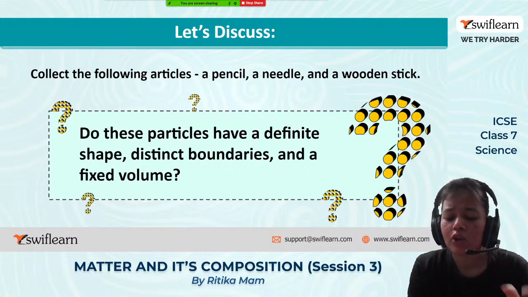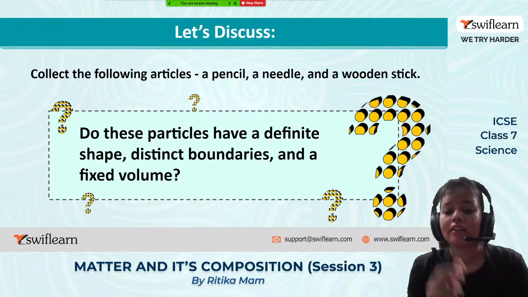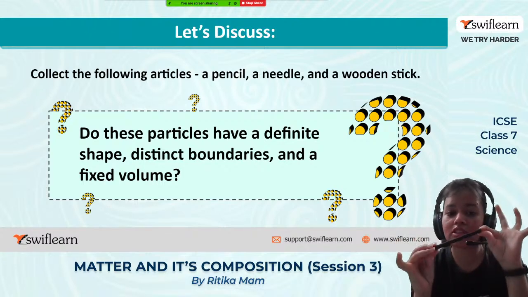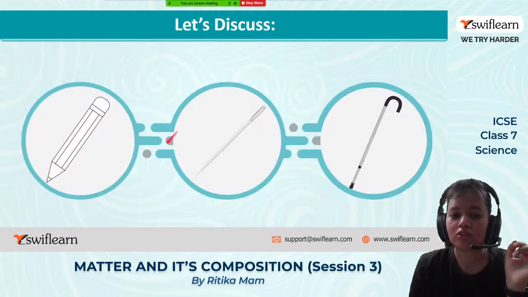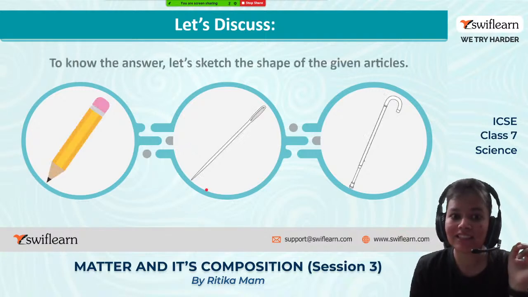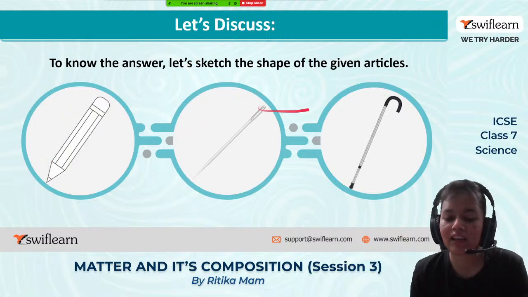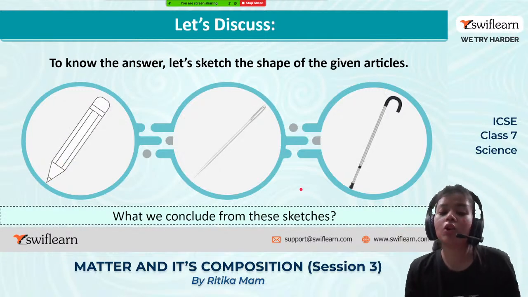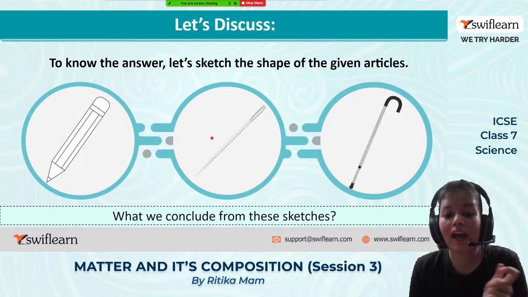Tell me, do these particles have a definite shape, distinct boundaries and fixed volume? Let's say if I take this pen in my hand, I can see it has a definite shape. The shape is not changing. It has distinct boundaries and a fixed volume, right? So can you conclude what it is? Let's see the shape of the given articles: pencil, needle and a stick, normally they are of these shapes. What can we conclude? We can conclude that these have distinct boundaries, a definite shape and definite volume.